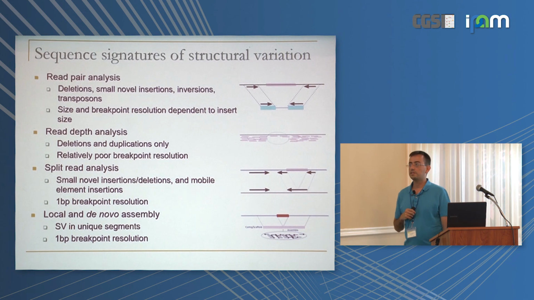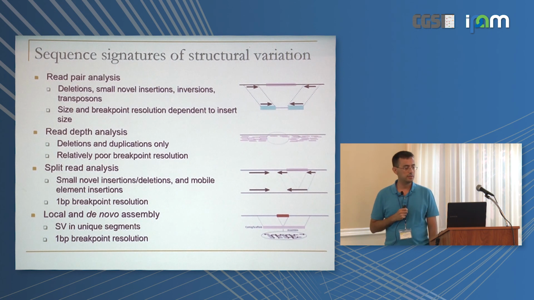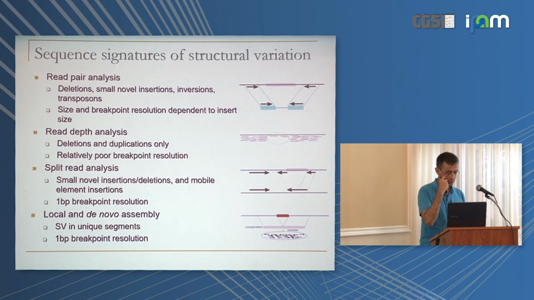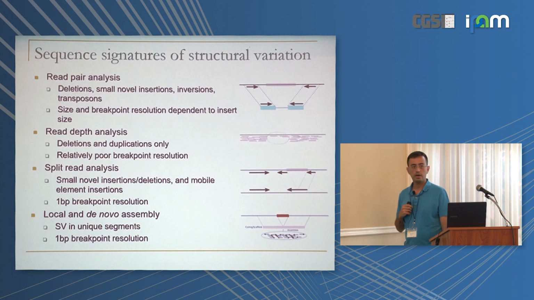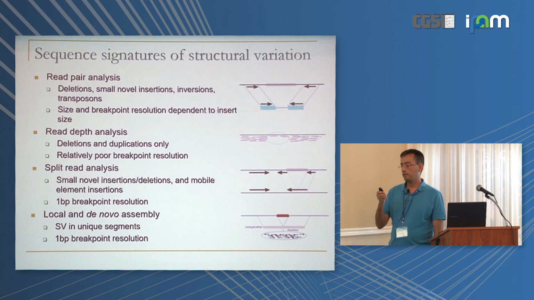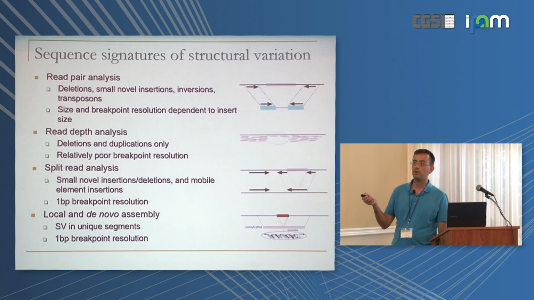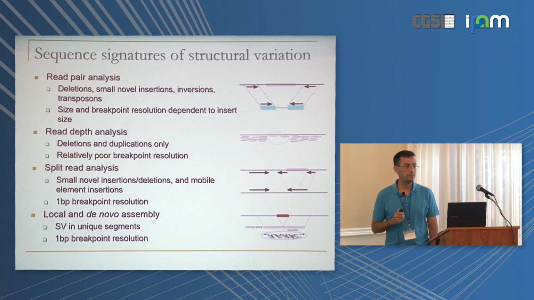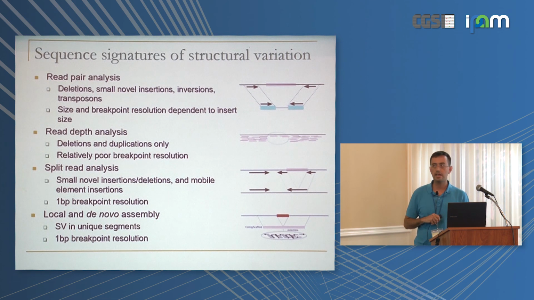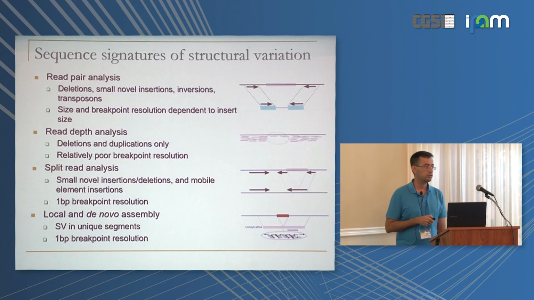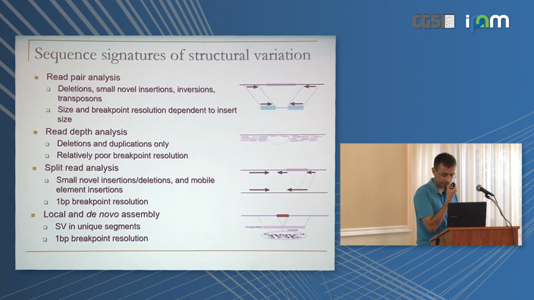The second method is read depth analysis. This is from Jeff Bailey back in 2002, again using Sanger sequencing, but we apply it to high throughput next-gen sequencing. We basically just map the reads and count the reads across the genome. If we see a depletion, it is likely a deletion event. Or if we see an increase in read depth in a region, it likely shows us a duplication.